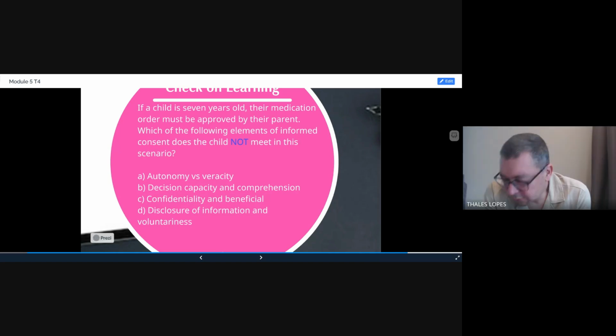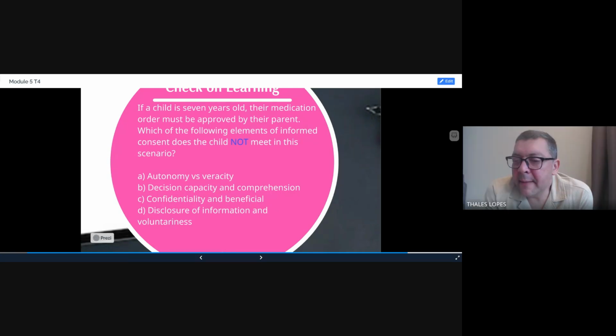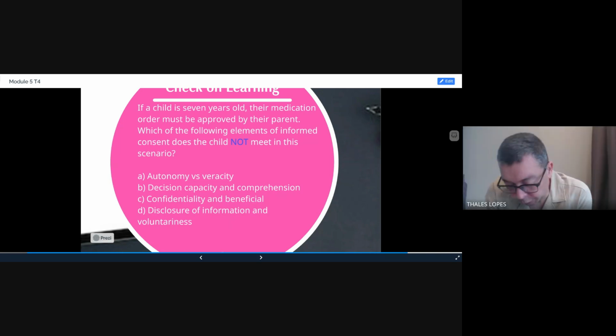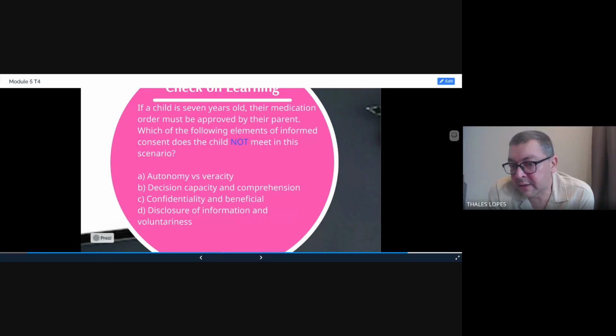Okay, so what about answer A? Autonomy versus veracity. So I have a minor, not meeting the form. I think I'm looking for what is not meeting. Hey, I don't want to change your answer on my intonation of voice. I just want to work through the question. So it's a minor, not meeting the form. Guys, 1 second. Let her answer. She volunteered. So the child does not meet informed consent.